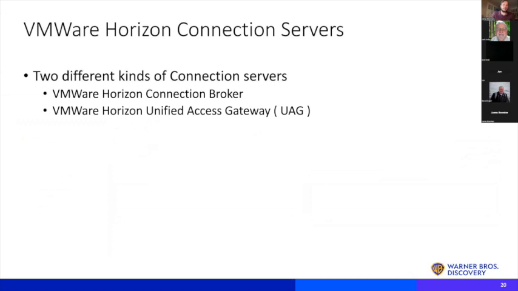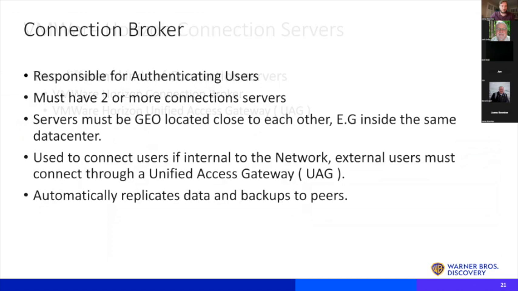VMware Horizon connection servers. There's two kinds again, the connection broker and the unified access gateway. The connection broker is responsible for authenticating users. It checks on AD based on this. You have to have two or more. They replicate between them, and if one goes down and you have a load balancer on top, they'll automatically pick up and keep going. Servers must be close to each other.